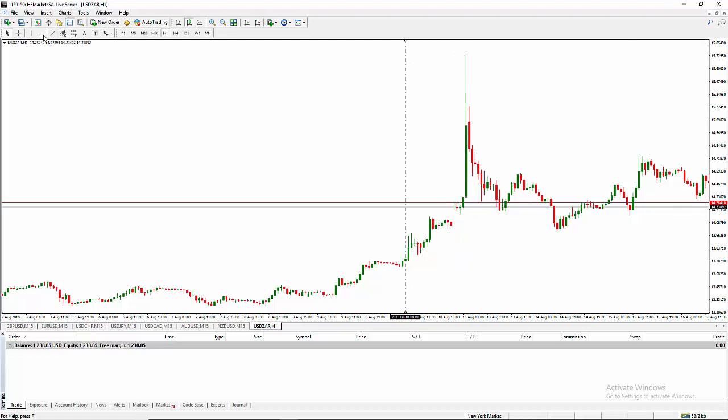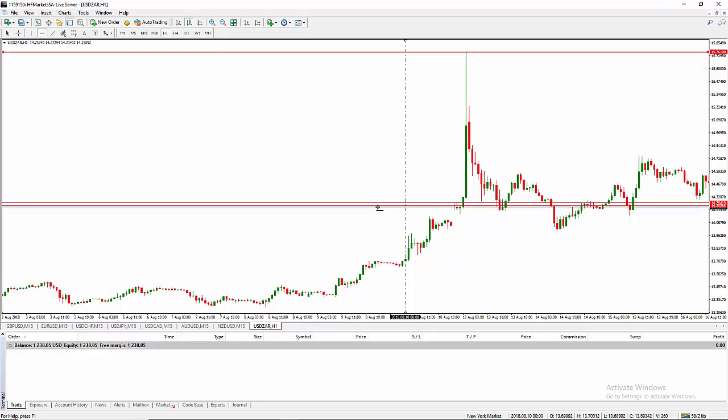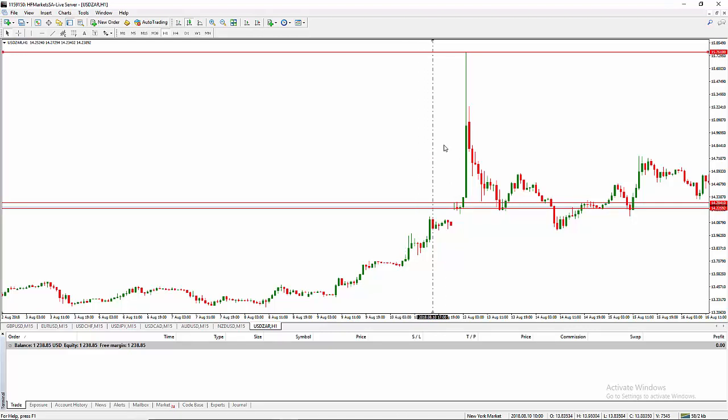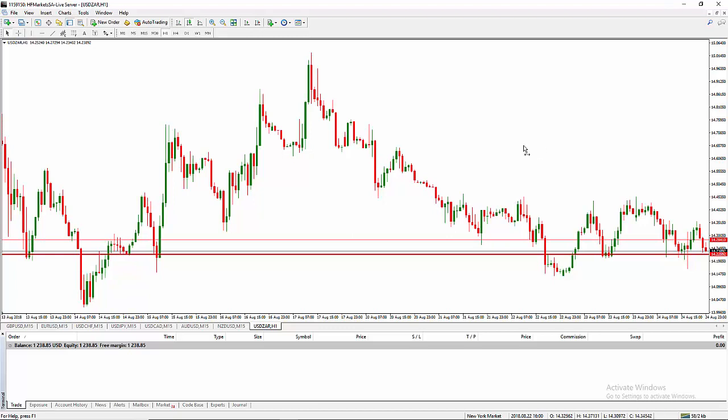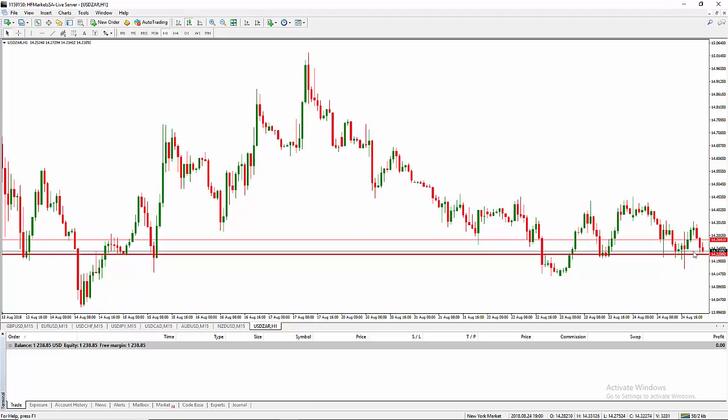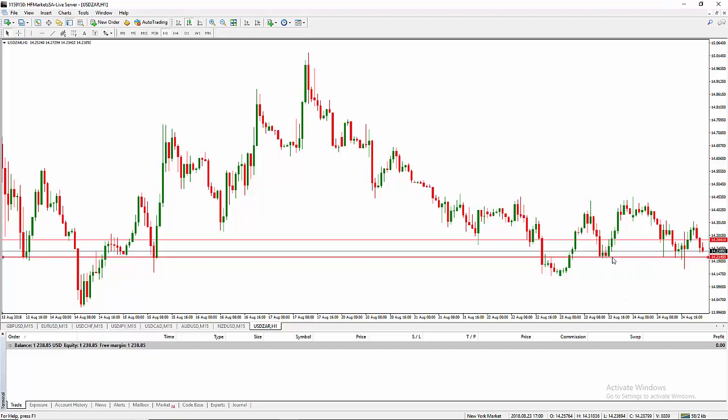Look at it, the rand moved above 15 rand per dollar within a very few hours. Let's see from here. Within 1 hour, the rand fell greatly, and this wiped out a lot of people's accounts. You can see that it's struggling to recover. As at when I'm shooting this video, the rand is sitting at 14.21.